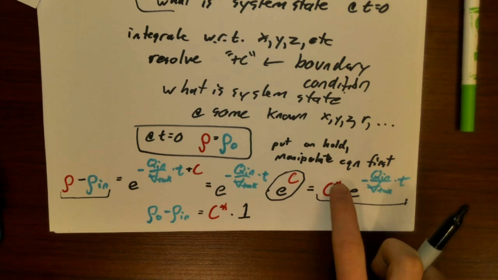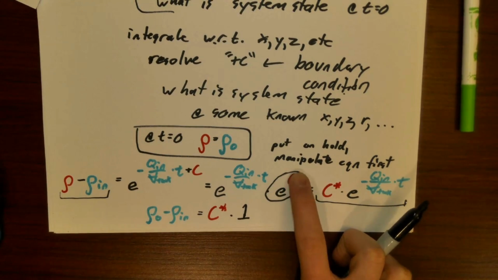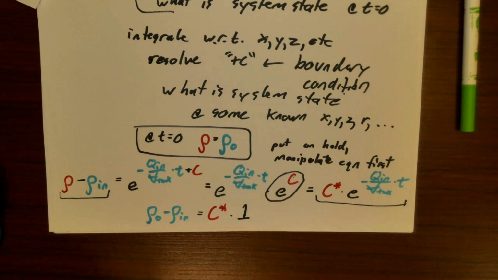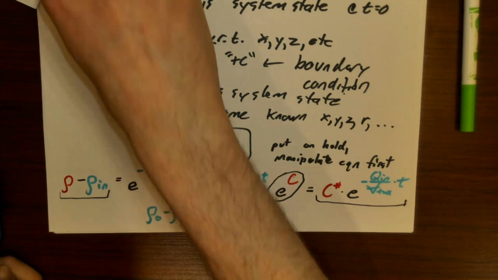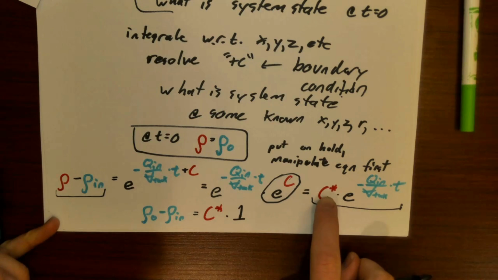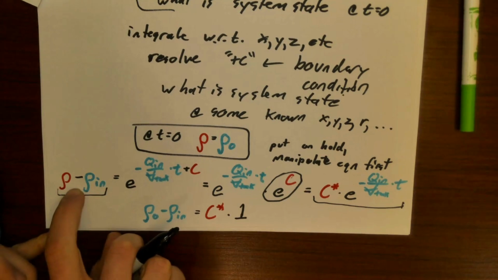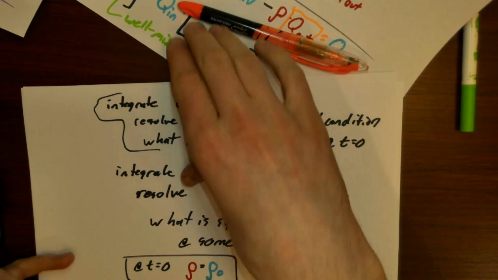And now you can see why I did this whole c star business. It's pretty straightforward to get what c star is, but if I had to unravel e to the c, that's a mess, right? So c star is equal to rho naught minus rho in. So now what can I do? I can take this result for c star and plug it in, and now I can have an expression for rho in terms of entirely known constants. So let's go ahead and do that.